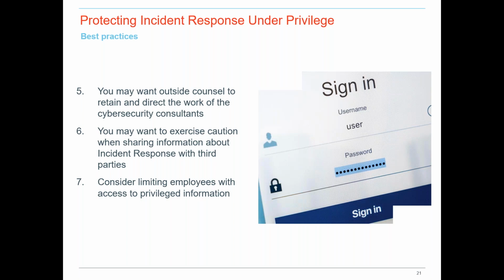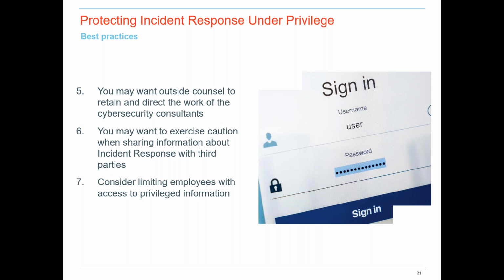Coming back to the point I made earlier, it's very helpful to have your law firm retain your third-party forensic provider, someone like Kroll, to conduct the incident response so that the contractual structure is set up in advance. And then the last 2 points go to the implicit waiver.